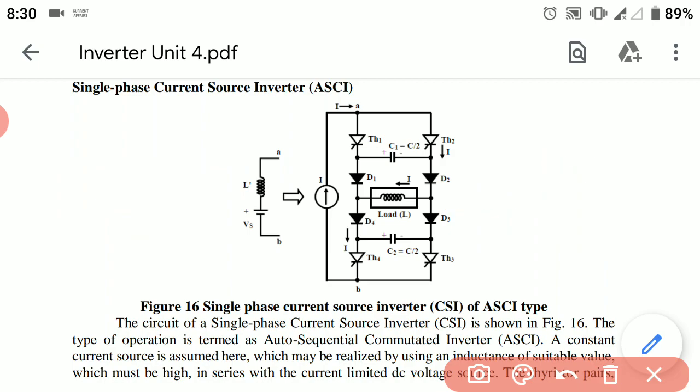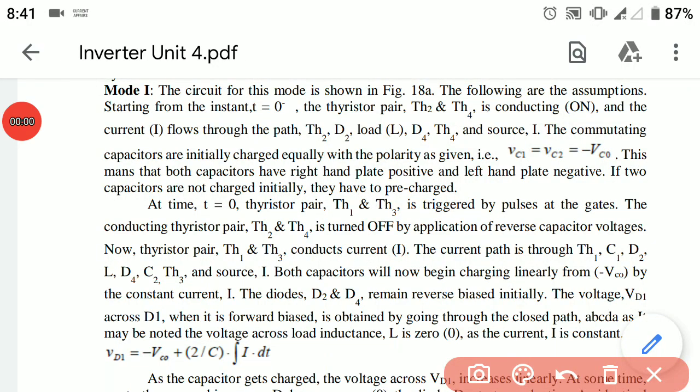Now for working, the thyristor TH2 and thyristor TH4 will work in pair, and when these will be commutated, then the next pair thyristor TH1 and TH3 will work. The working of current source inverters can be studied under two headings, that is mode 1 and mode 2.